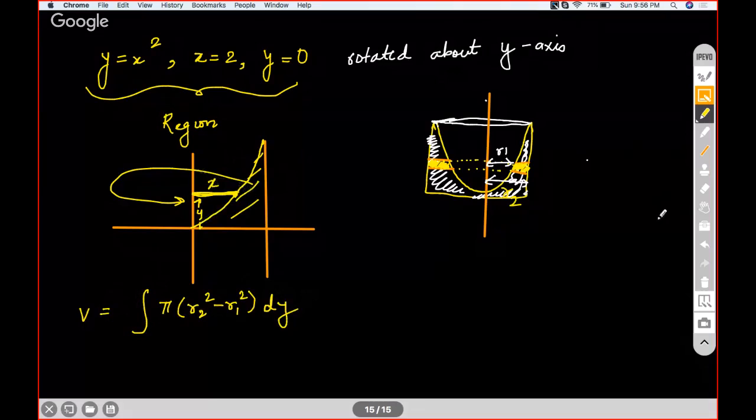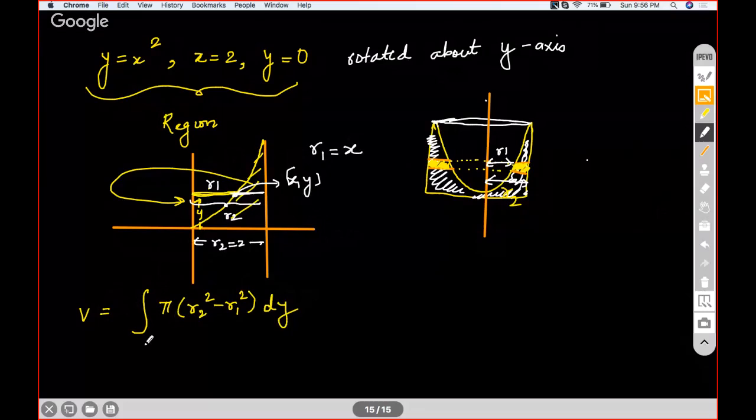See, this is your R1 from here to here. And till here, if you extend, this entire thing will be your R2. So R2 is this distance, which you rightly said was 2. R1 will be the x coordinate at that point. Let's say this is the point x comma y. So the x coordinate at this point will be R1. So R1 will be x.